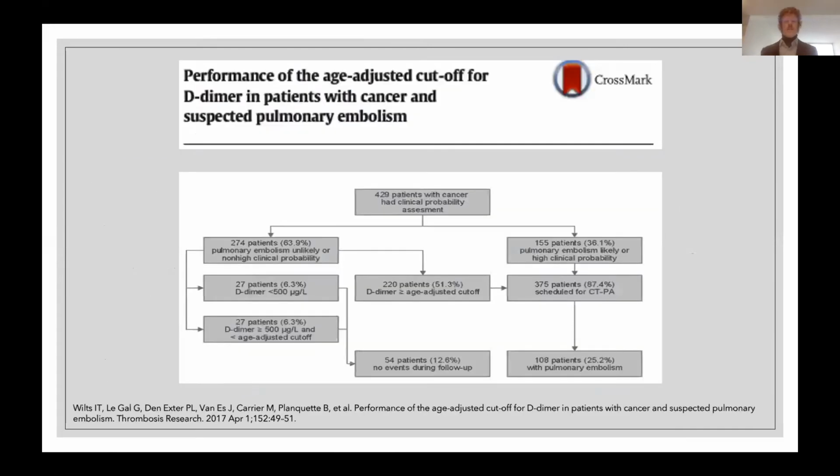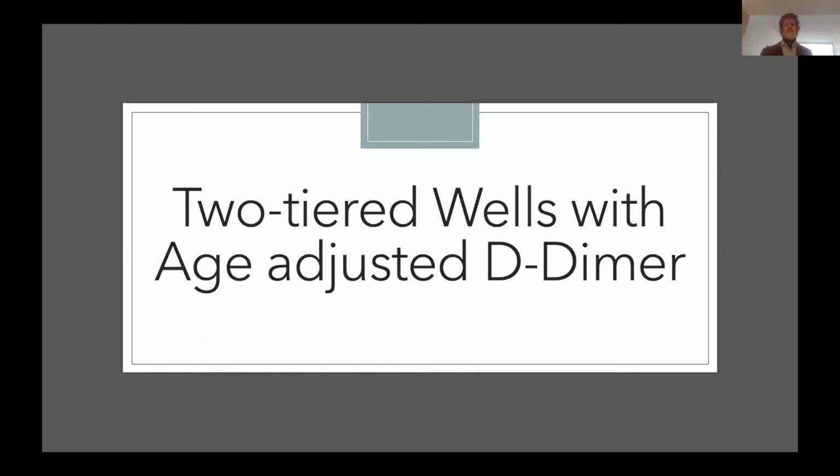Now, this was a post-hoc analysis of the ADJUST-PE study, which was obviously one of the landmark trials that changed a lot of our practices into using an age-adjusted D-dimer. You can see that 25% of these patients had a PE. Unfortunately, they don't break down what the incidence of PE was in the low to intermediate pretest probability group. But overall, this diagnostic strategy had no failures and reduced the use of diagnostic imaging by about 15%. And so I think that there is an evidence base for us to use this diagnostic strategy in cancer patients.